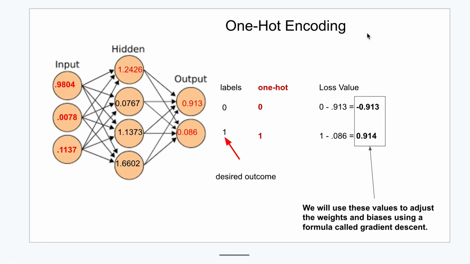Hello, welcome back to part 3 of Neural Networks Explained. In this episode, I'm going to talk about one-hot encoding.